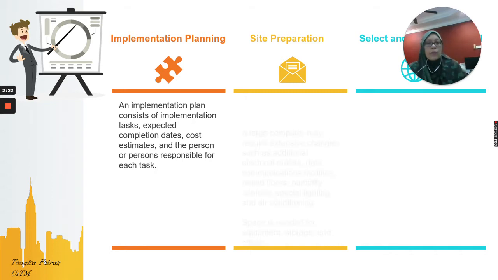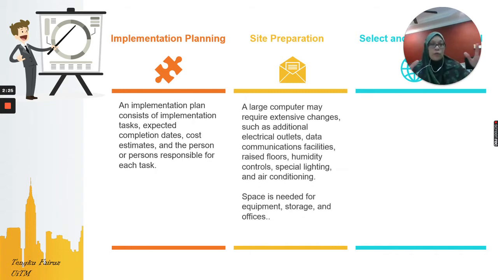Okay, and then they need to prepare the site to place the system, for example if they want to use a system to gather information on the customer. So where to put the computer, the network design, and then the large computer may require extensive changes, okay, such as additional electronic outlets, data communication facilities, raised floors. Okay, maybe they have a server that needs to be protected, in case of flood or whatsoever.